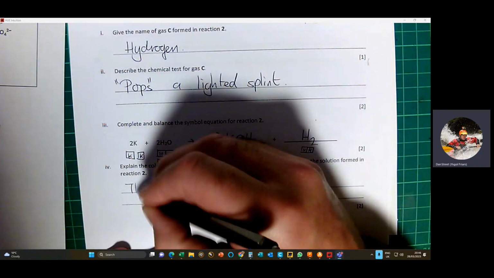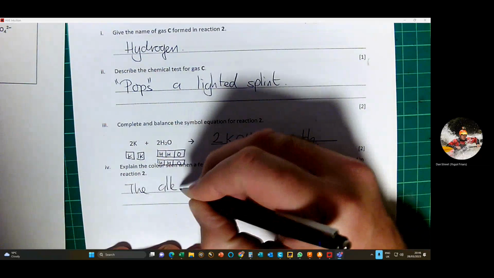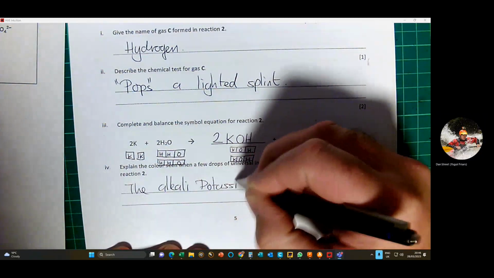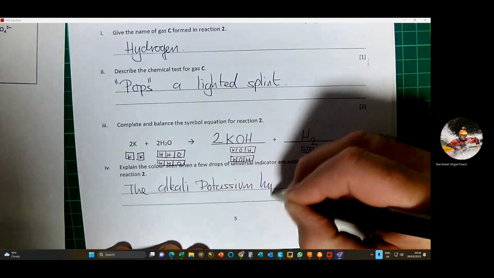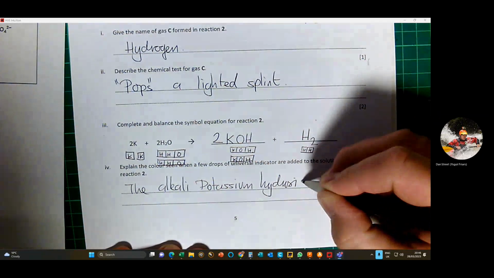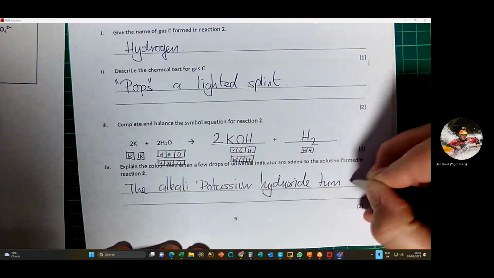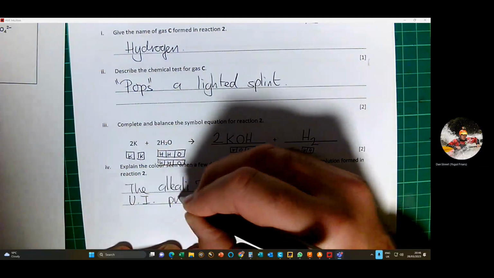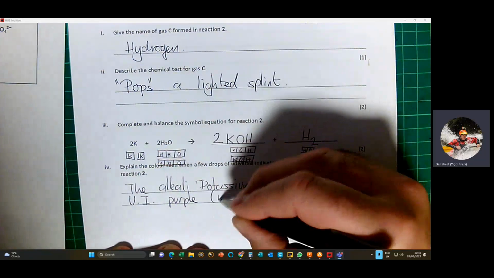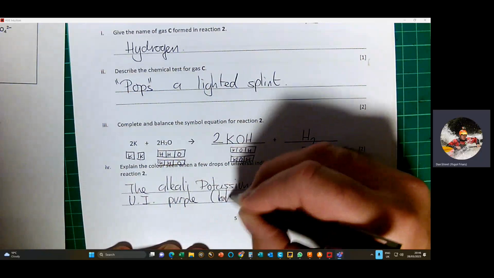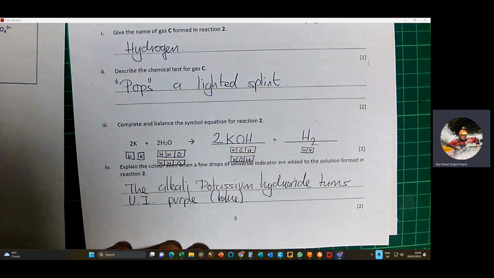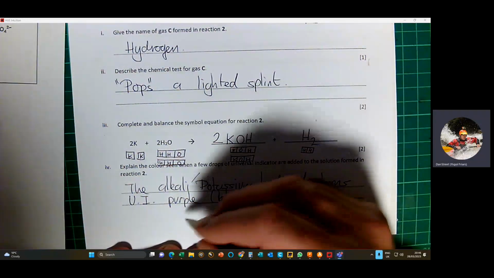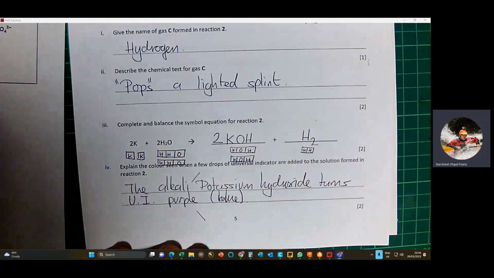Okay, so the alkali potassium hydroxide turns UI, which is the abbreviation for universal indicator, purple, or you might get away with blue, but go with purple. Okay, so the fact that you recognise it's an alkali and the colour change would give you the 2 marks.